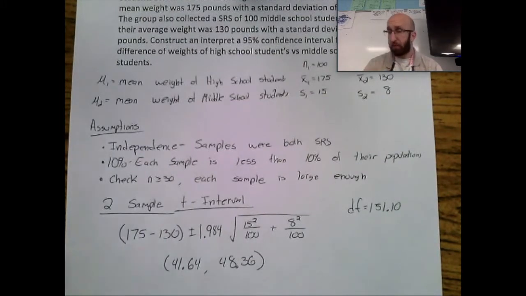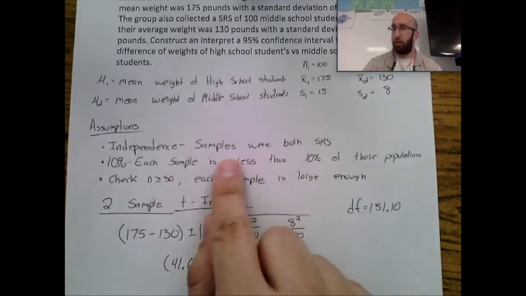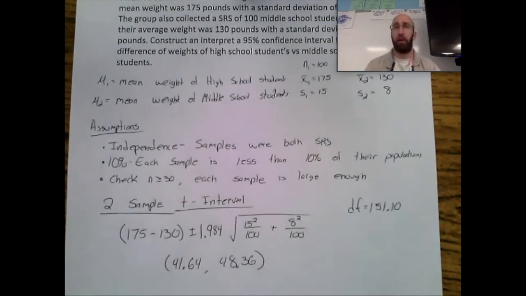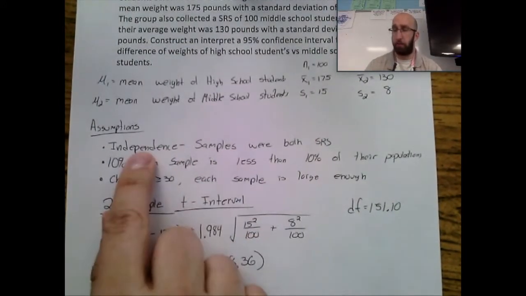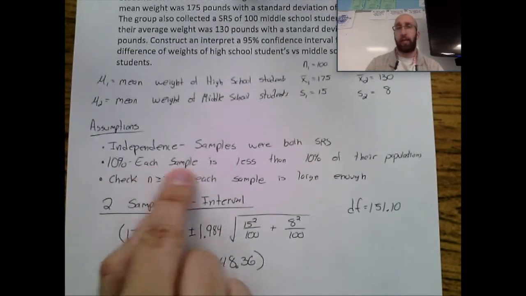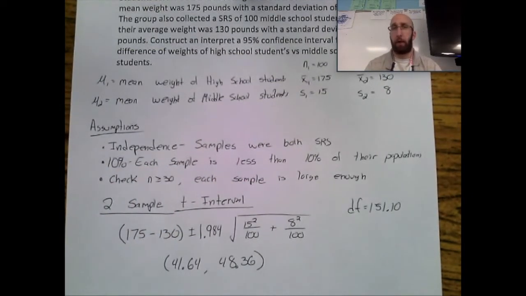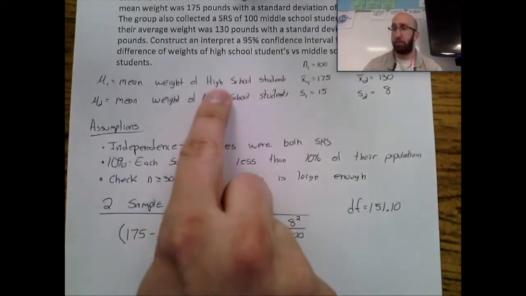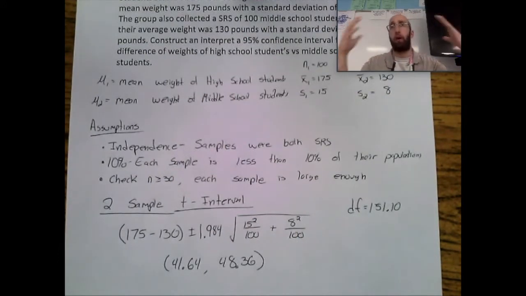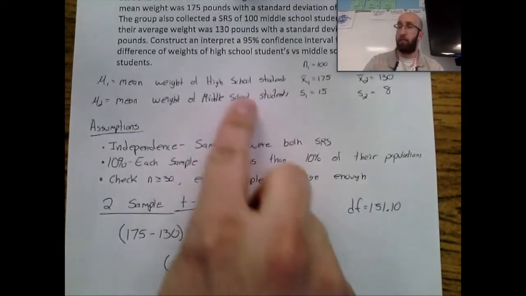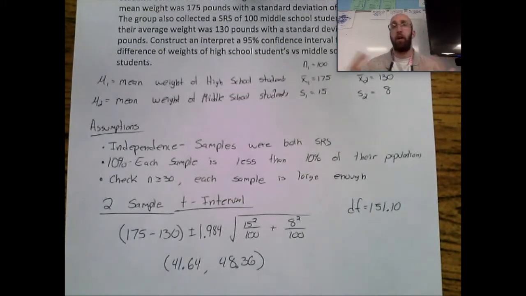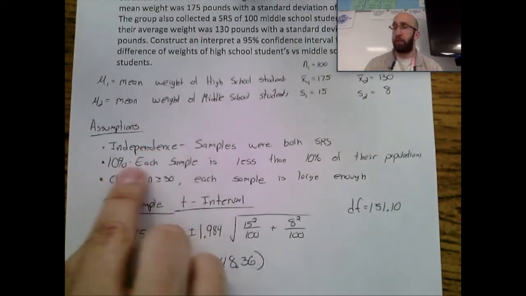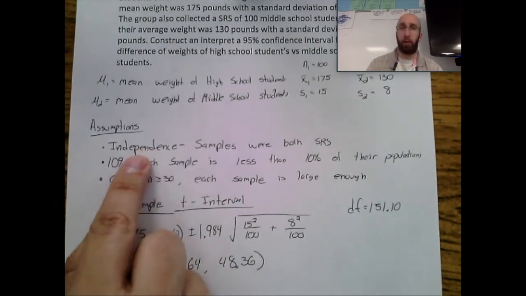So for independence, the samples were both simple random samples. The sample of high school students and the sample of middle school students were both simple random samples. That's going to help with independence. 10%: each sample is less than 10% of their population. So the sample of high school students is less than 10% of all high school students. The sample of middle school students is less than 10% of all middle school students. That 10% rule is helping us with independence.